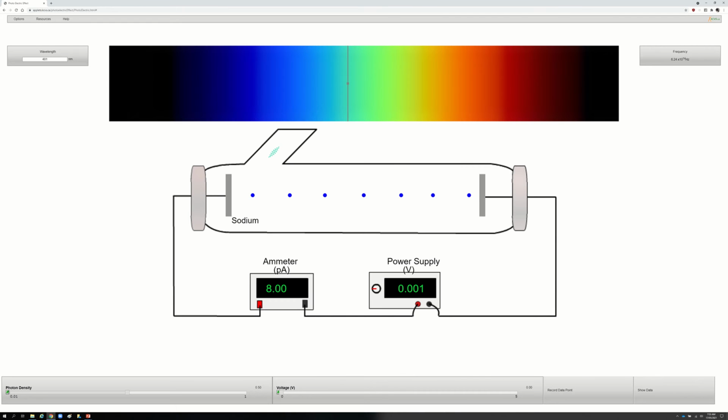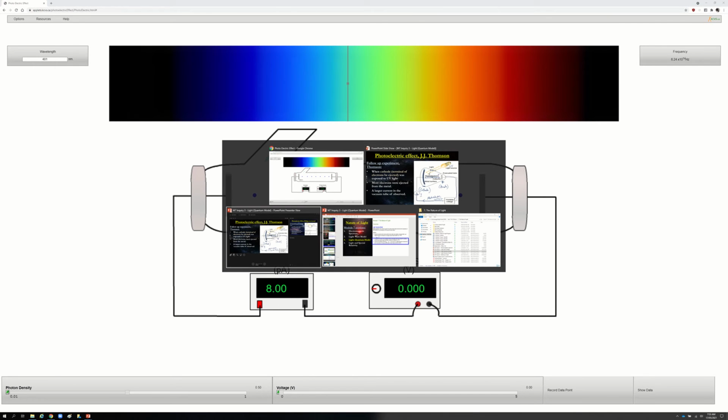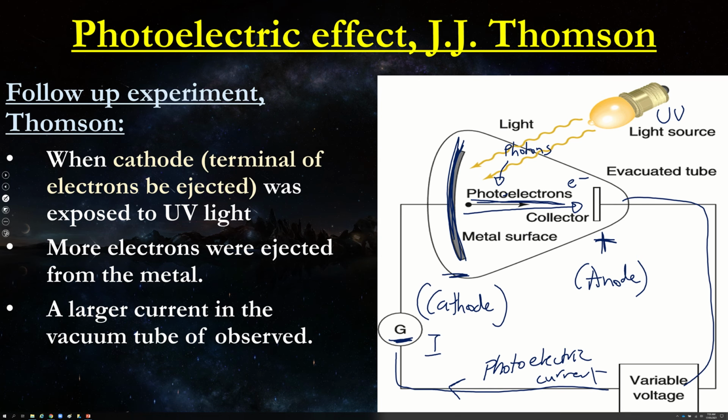So that was the very first observation. Obviously, where the electrons are coming out, that is my cathode. Where they're traveling to is my anode. And you can see I have a current of that value there. So that's the value we have so far. That's a demonstration of J.J. Thomson's experiment there. Okay, now let's go back.